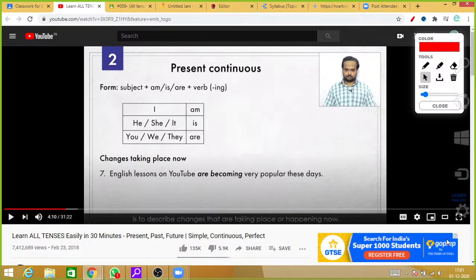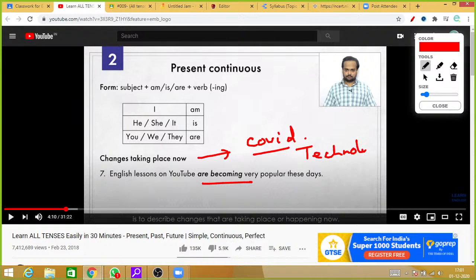Or other things which I say, for example, English lessons on YouTube are becoming very popular these days. Like for example, this lesson, e-tuitions are becoming popular these days. So these are things which are changing. These changes have taken place because of COVID, because of technology, right? So these are changes which are happening in the current time. Now what is changing? That is when you use the simple present continuous tense.